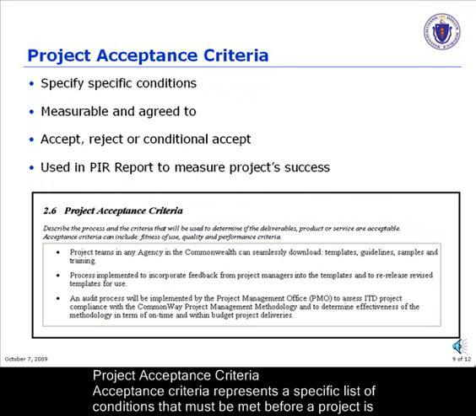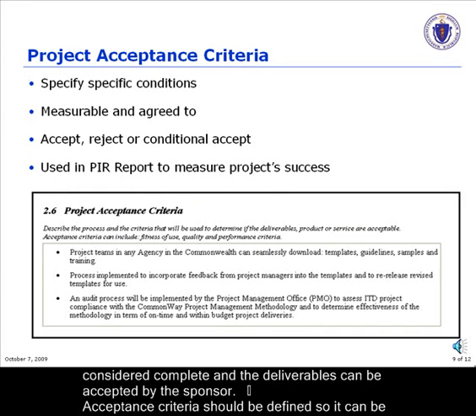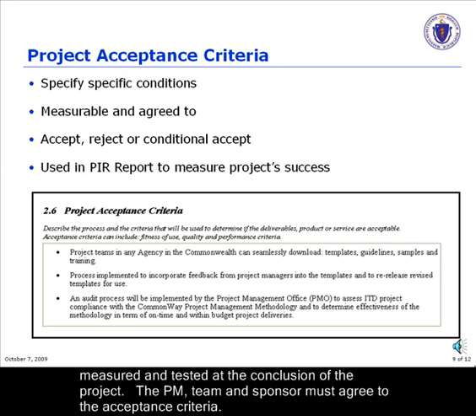Project acceptance criteria. Project acceptance criteria represents a specific list of conditions that must be met before a project is considered complete and the deliverables can be accepted by the sponsor. Acceptance criteria should be defined so it can be measured and tested at the conclusion of the project. The PM, team, and sponsor must agree to the acceptance criteria.